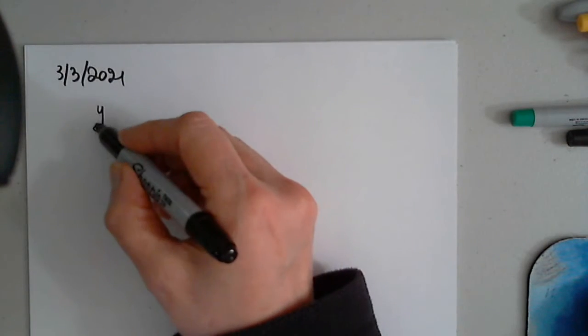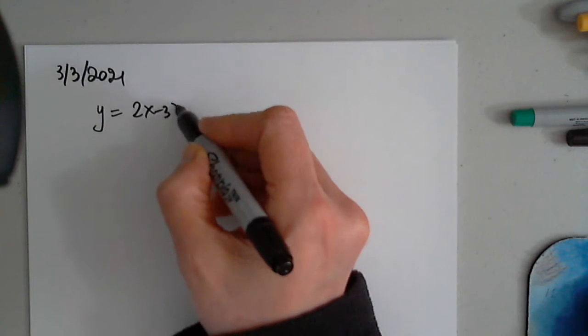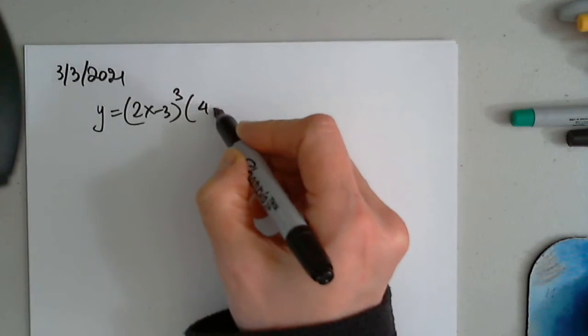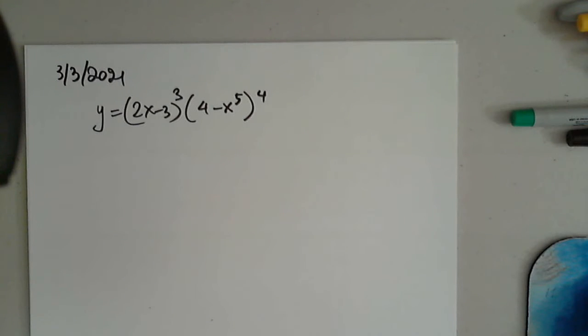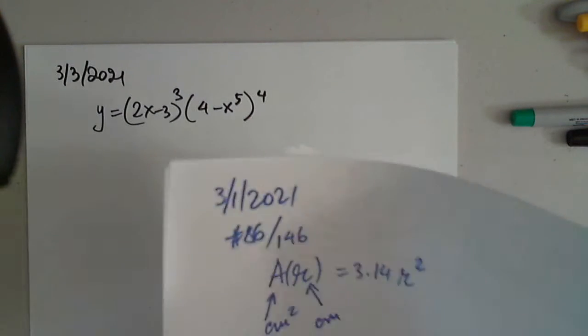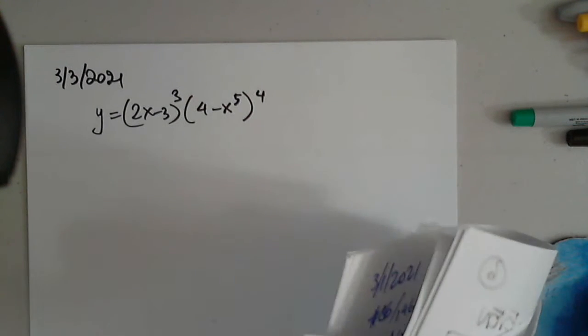Okay. So we're asked to differentiate y equals (2x minus 3) to the third times (4 minus x to the fifth) to the fourth power.